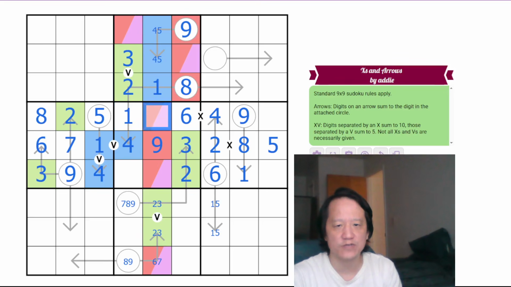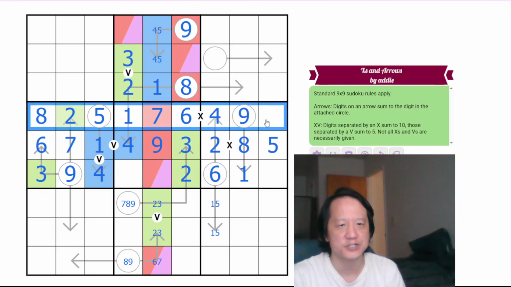5 can't be here because of 5 in the row. So this is a high digit, and it can't be 6, 8, or 9. So that leaves that as 7. That leaves the remaining digit in row 4 as a 3.